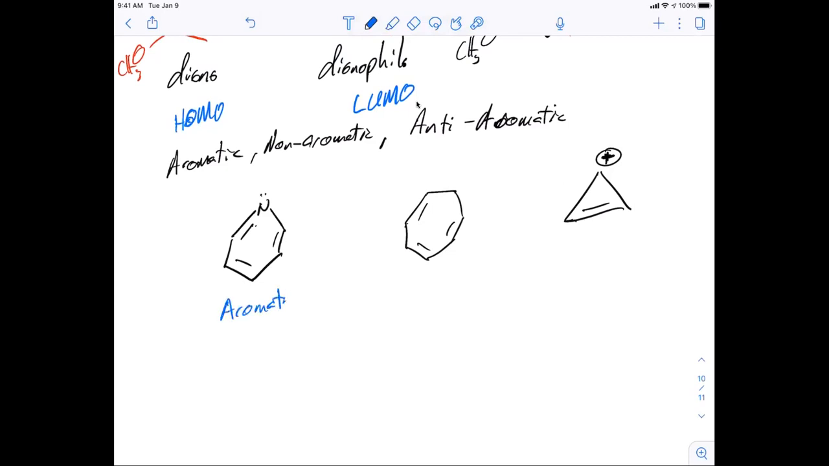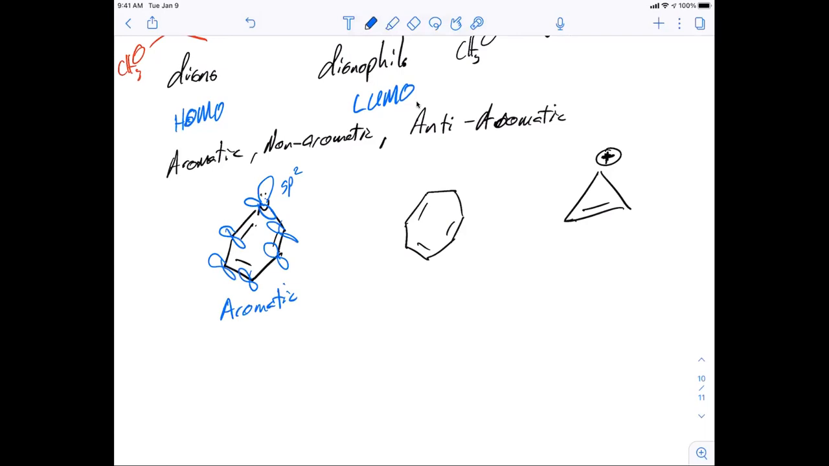Aromatic. I have a continuous pi system. It is planar, six-membered rings, planar. The lone pair, is the lone pair part of the pi system? No, right? Because it's going to be in my sp2 orbital, right? Why? Because I already have the p occupied by the double bond. So that one is aromatic.